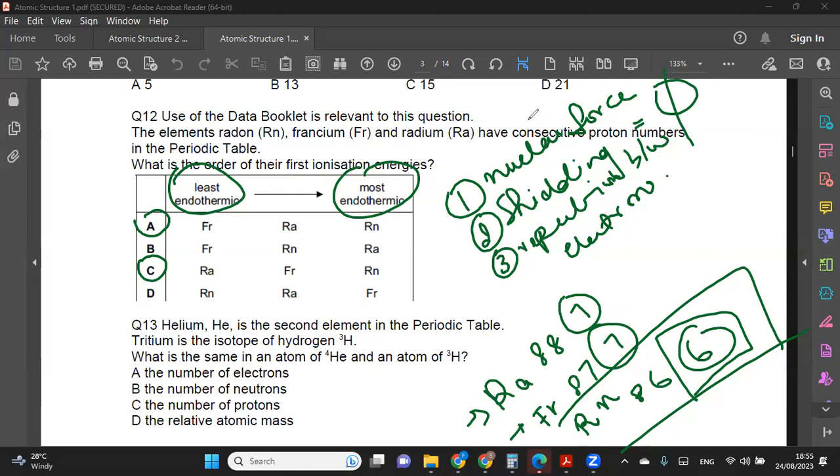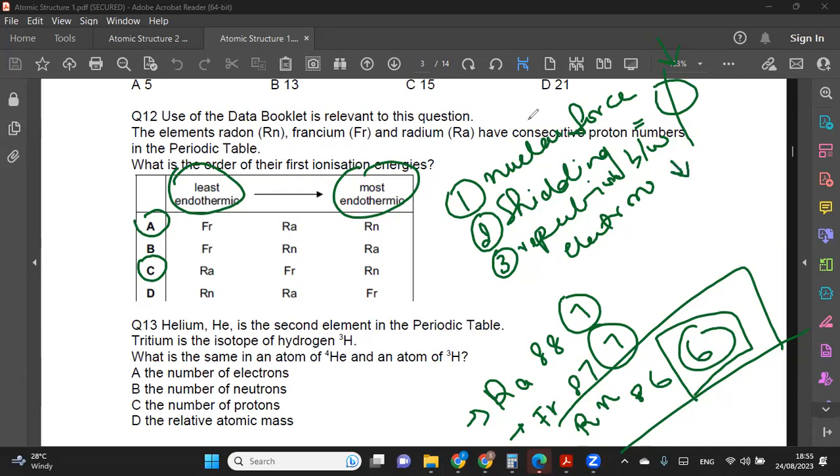Radium has more electrons. Correct, radium does have more electrons. Okay, who has more protons? Radium. So francium has fewer protons, and francium has fewer electrons as well.